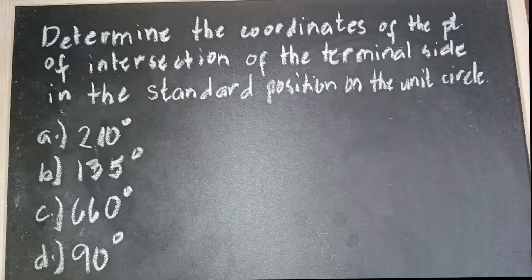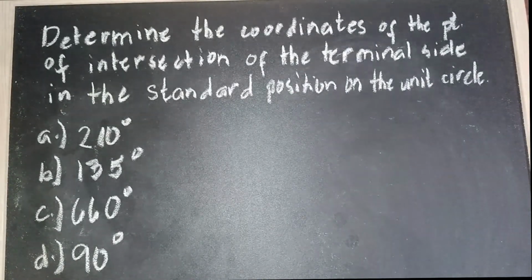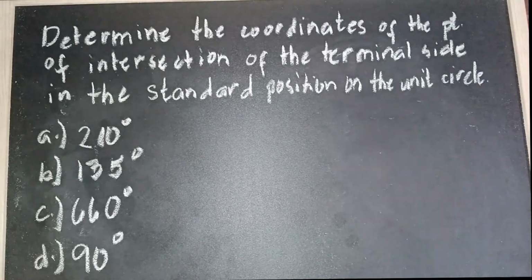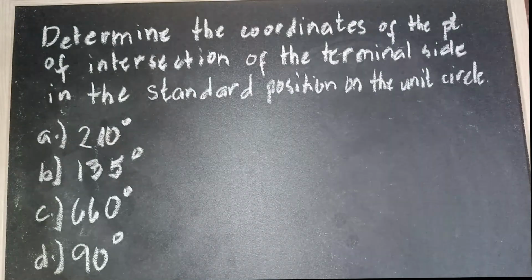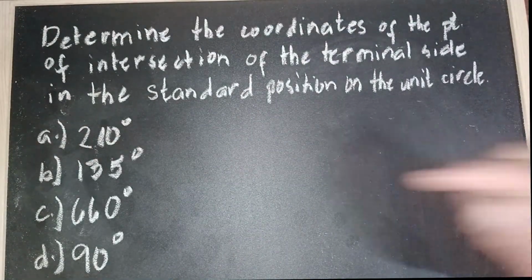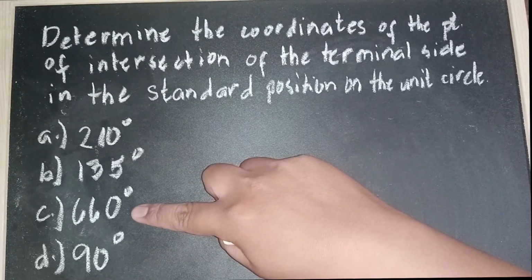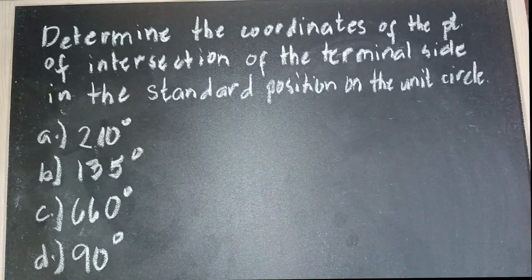Okay, so meron na tayo ditong problem mga boss. We have here, determine the coordinates of the point of intersection of the terminal side in the standard position on the unit circle of the given angle. So we have A, 110 degrees, B, 135 degrees, C is 660 degrees, and D is 90 degrees.